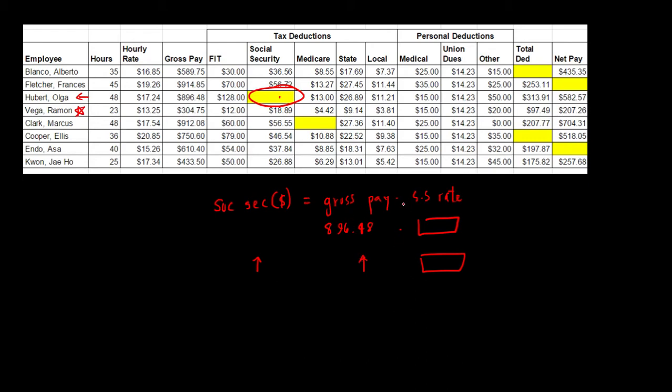And from there, all you'd have to do is take that rate in decimal form and multiply it by gross pay to find the Social Security. Remember, this is the dollar amount that we're paying.